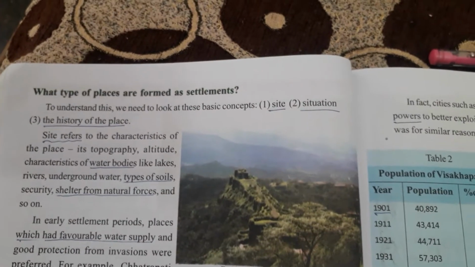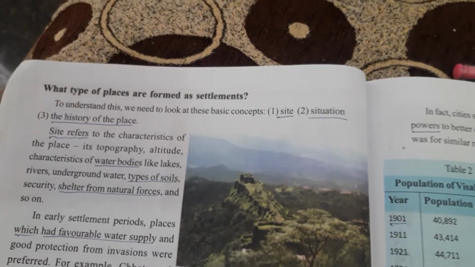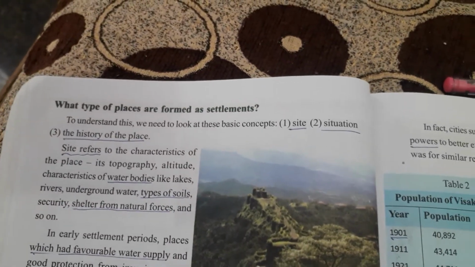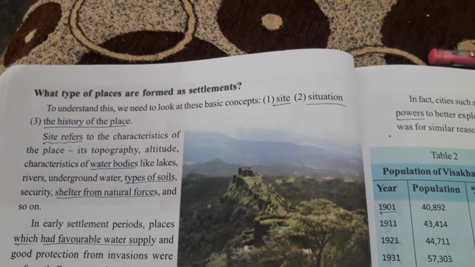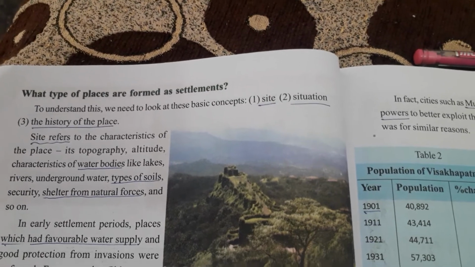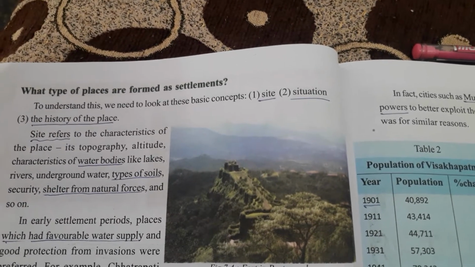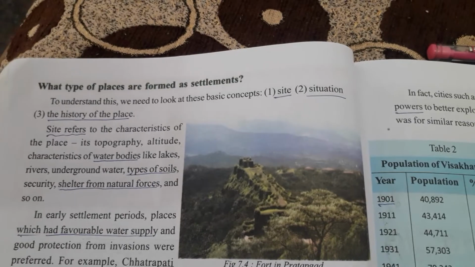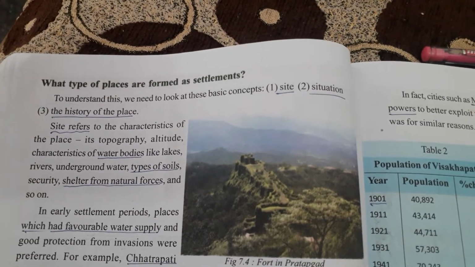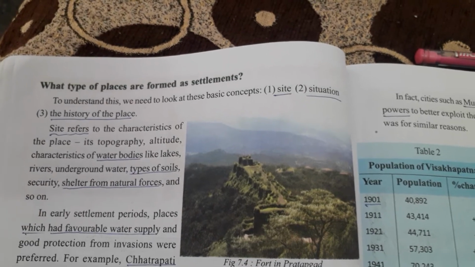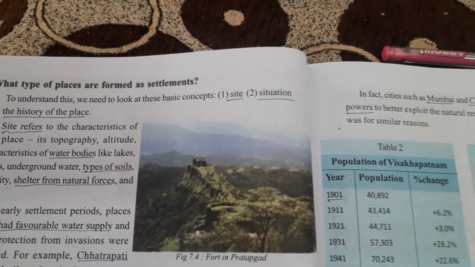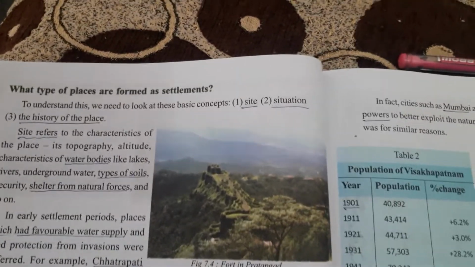What type of places are formed as settlement? So which places can people choose to settle? To understand this, we need to look at these basic concepts: site, situation, and the history of the place. These concepts may influence settlement.